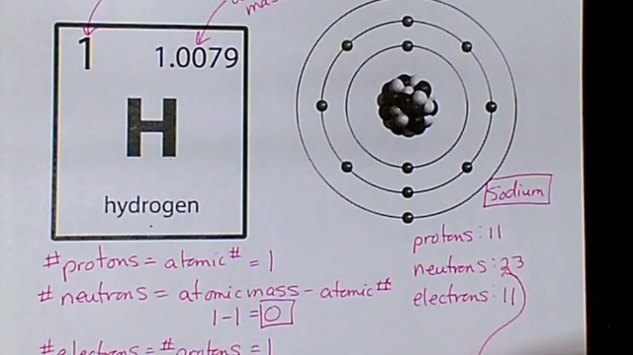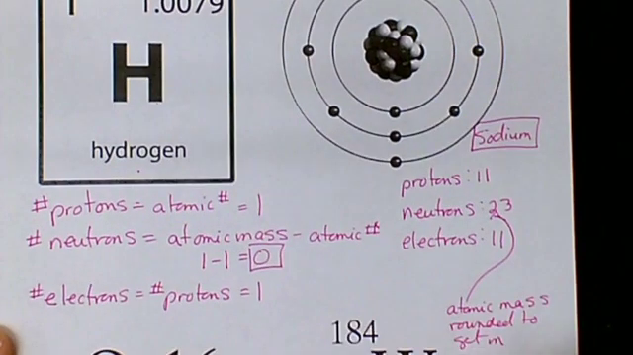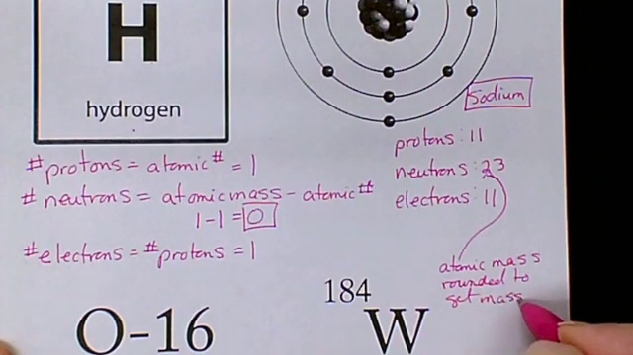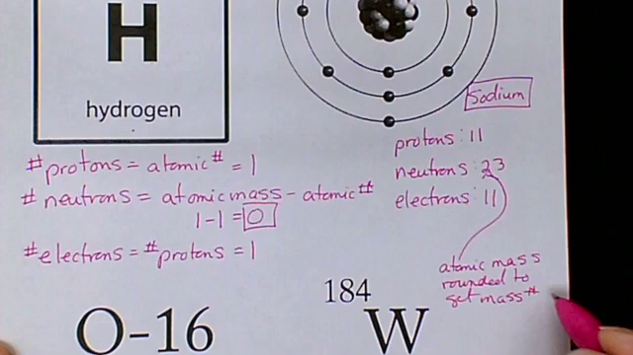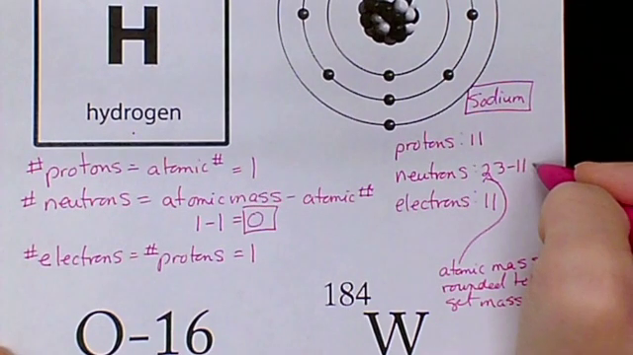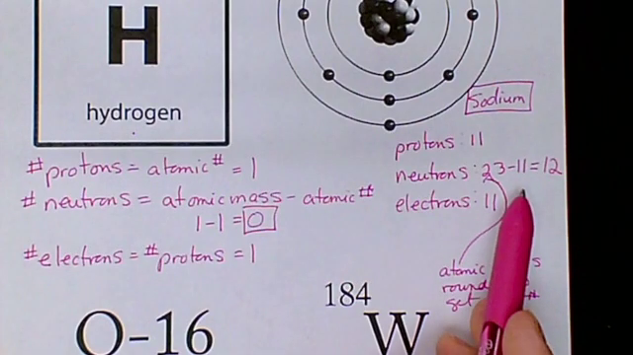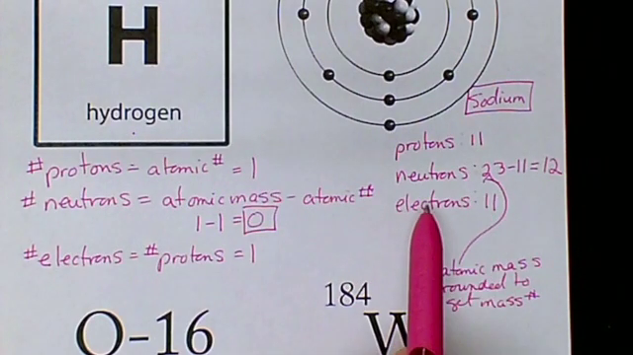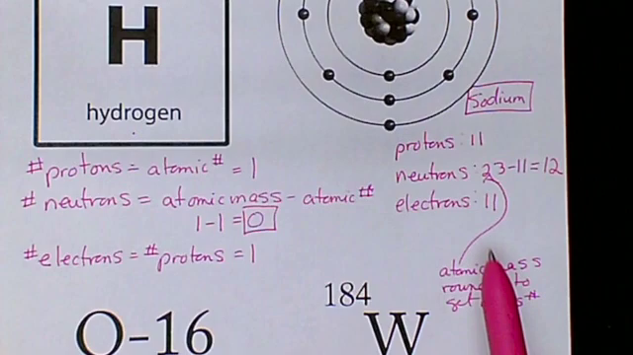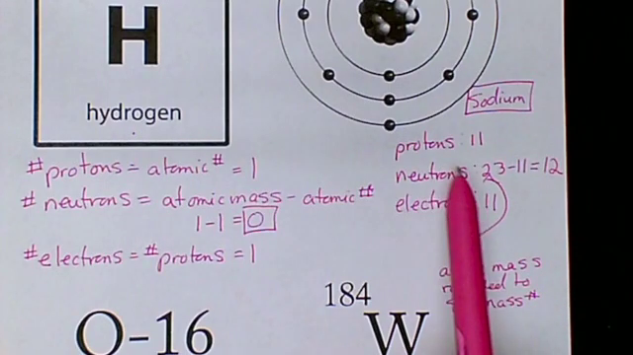Atomic mass rounded to get the mass number. And I subtract 11 from that and I get 12 neutrons because I subtracted the number of protons, because remember the mass number is the number of neutrons plus the number of protons.